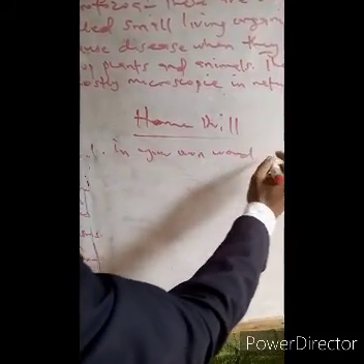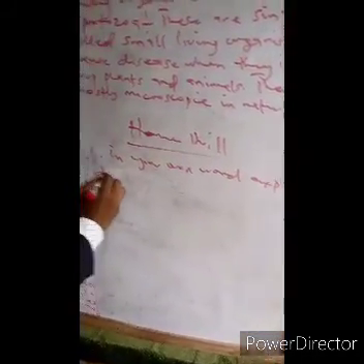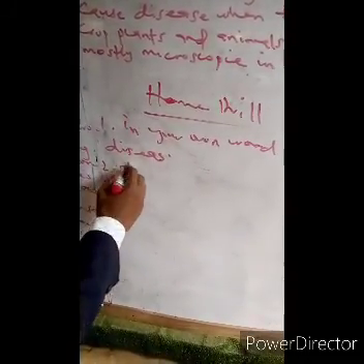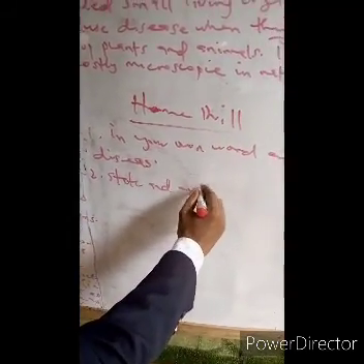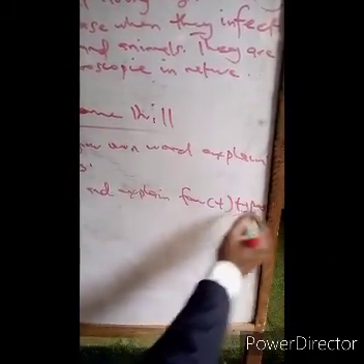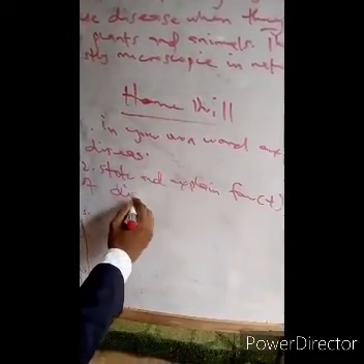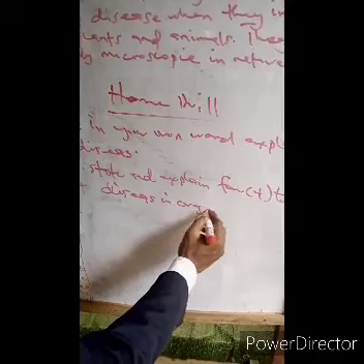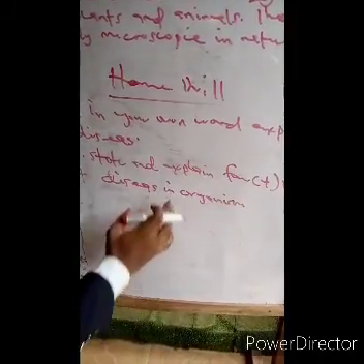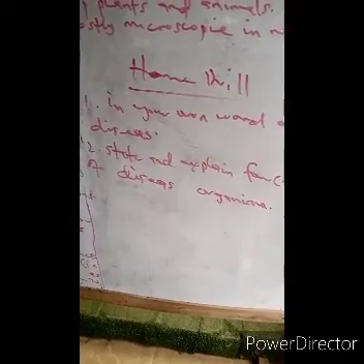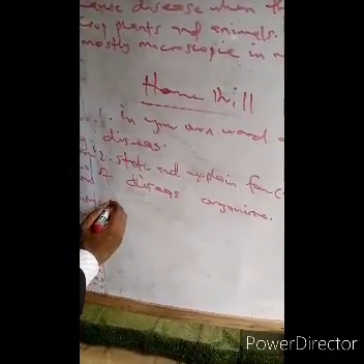So that is, in your own words, explain disease. Explain disease number two. State and explain four types of disease in an organism. Please do this right away from home and submit to this platform.